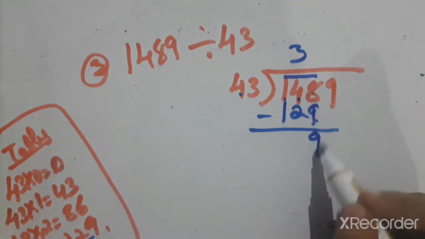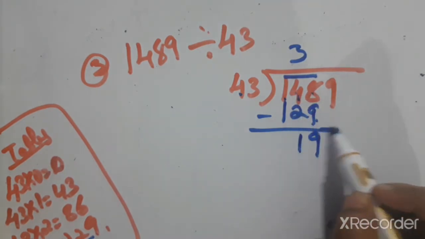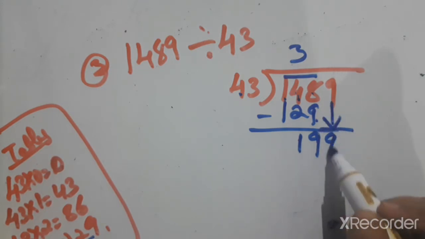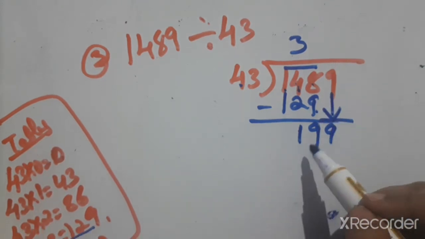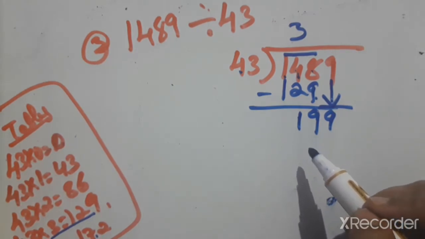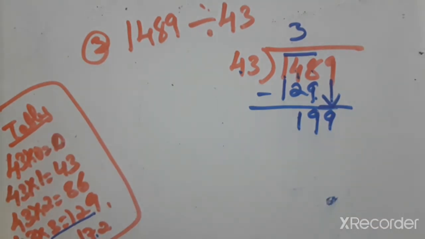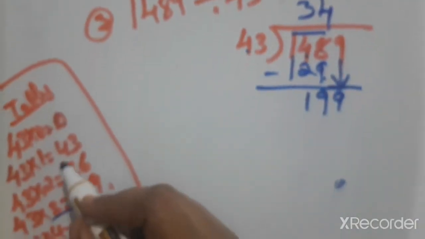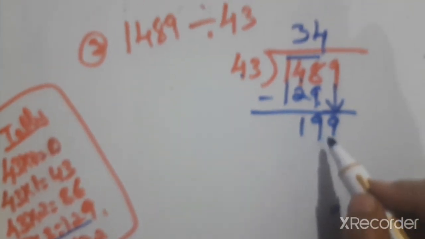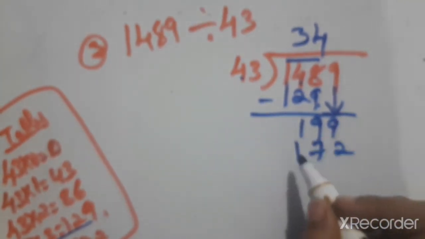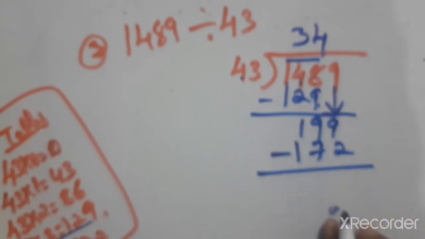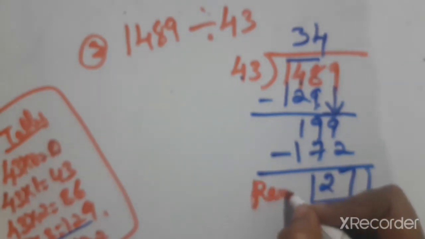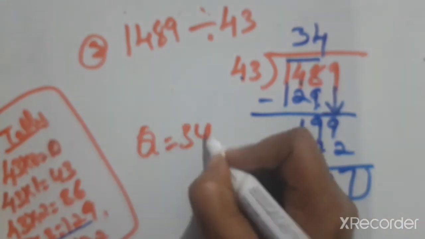18 minus 9 is 9. Now here 3. 3 minus 2 is 1. Subtraction. Okay. Now bring 9 down. 199. How much are nearer to 199? 43 5s is greater than 199. So nearer is 43 4s. I have written the tables here, children. 43 4s is 172. That is the nearer one. Minus, 9 minus 2 is 7. 9 minus 2, 7 minus 2 is 2. So 27 is the remainder. This is the remainder and the quotient is 34.